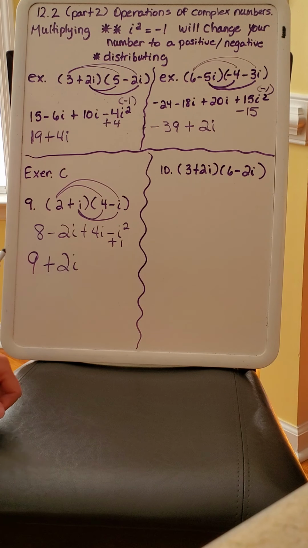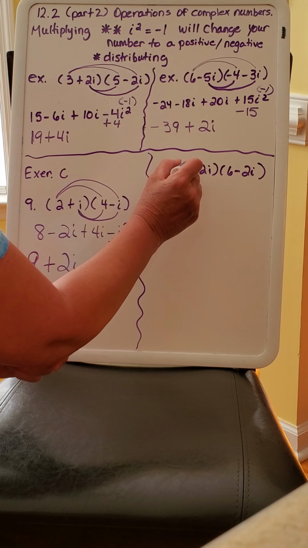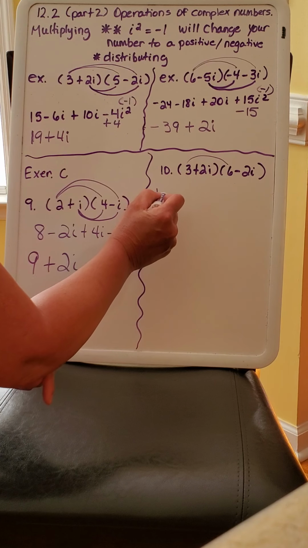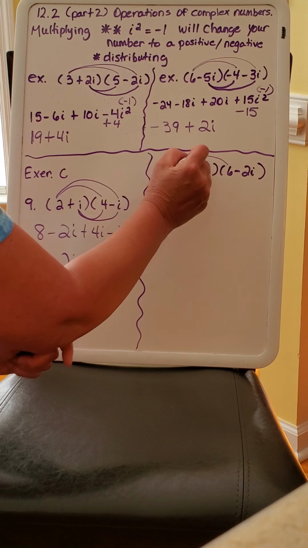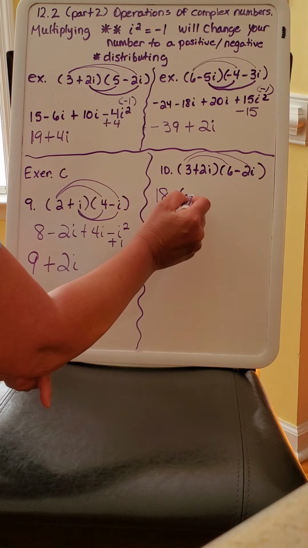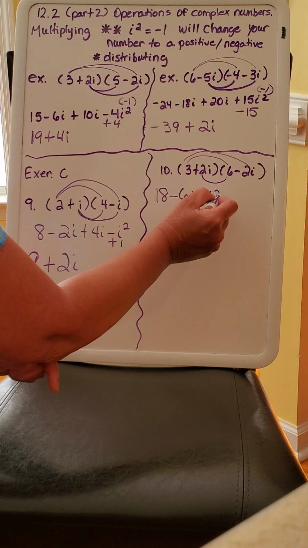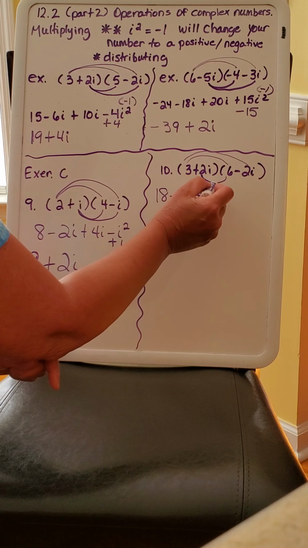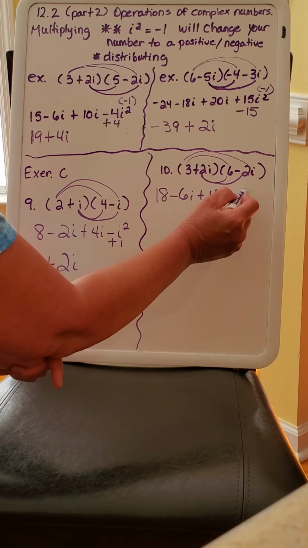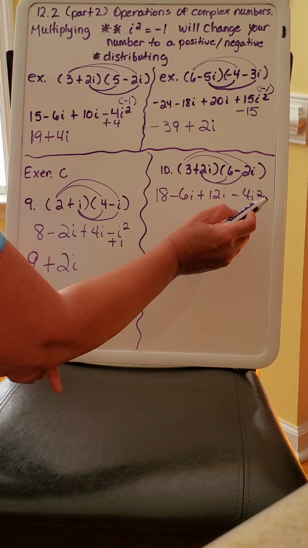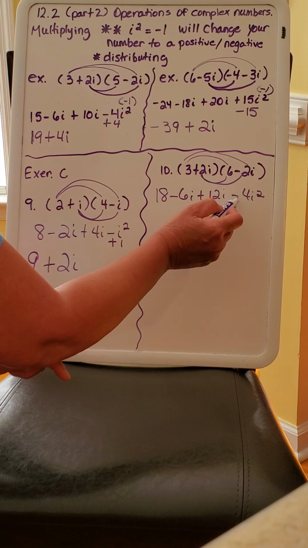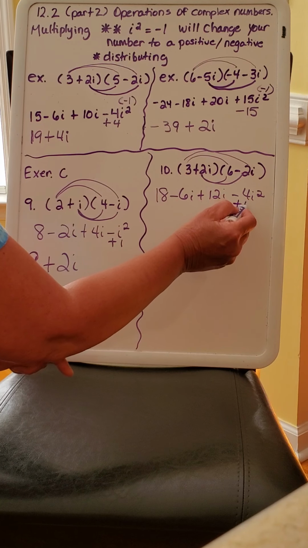One more, if you want to pause the video and work it yourself and then play the video to see if you're right, that would probably work good. So the first thing you want to do is 3 times 6 is 18. 3 times negative 2i is negative 6i. 2i times 6 is 12i, and then 2i times negative 2i is negative 4i squared. That i squared is negative 1. It's going to change my negative 4 to plus 4.